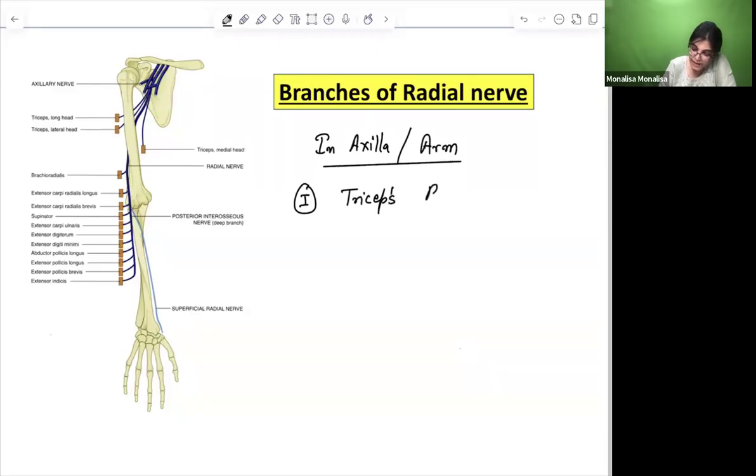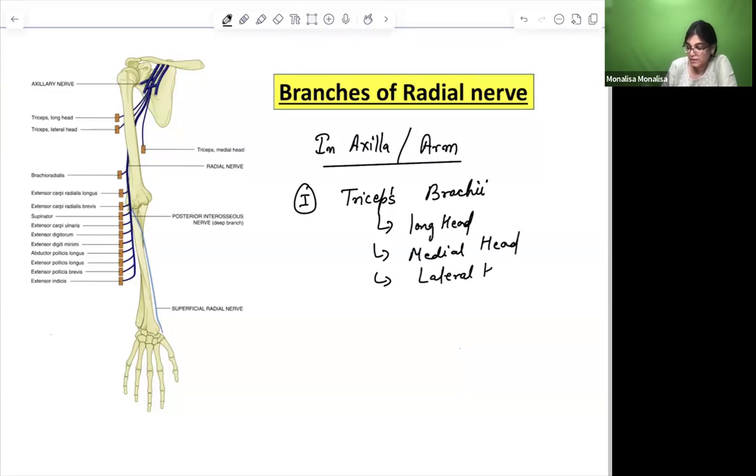It innervates the triceps brachii muscle, that means the long head, medial head, and lateral head. It also innervates the brachialis muscle. So these muscles are supplied by the radial nerve directly in the arm. Now tell me, all the extensor group of muscles, the muscles in the posterior part of the forearm, get innervation from the radial nerve.